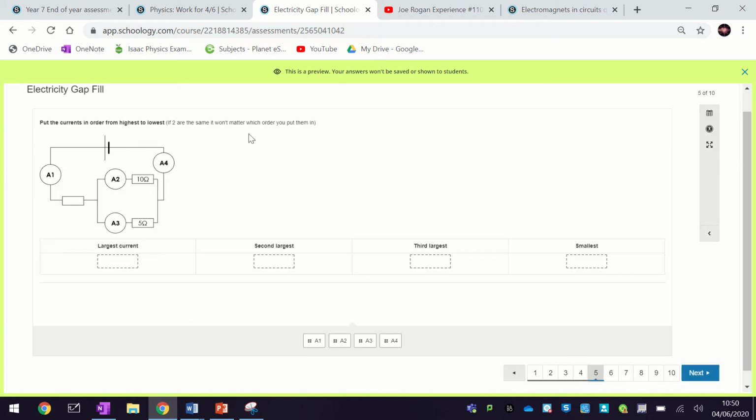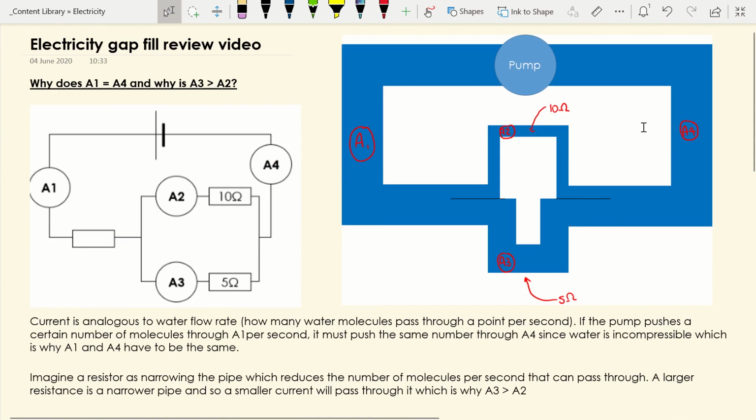So put the current in order from highest to lowest. So I'm going to show you this, and then I'm going to dig into a little bit more why, because this causes a few cool problems. So the first two, the biggest ones, are going to be A1 and A4. It doesn't matter which way around. I could equally have put A4 in here and A1 in here. The next biggest is going to be A3, and the smallest is going to be A2. So I want to dig into that a little bit more and explain that in more detail.